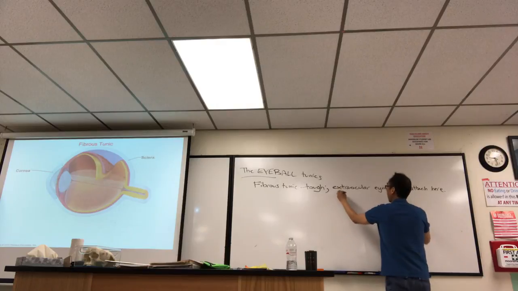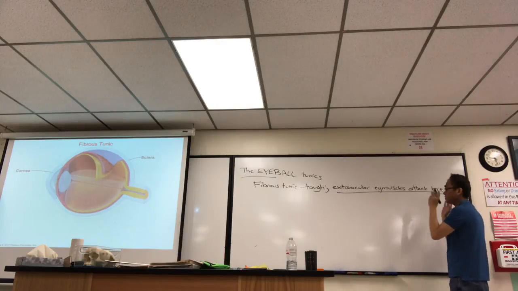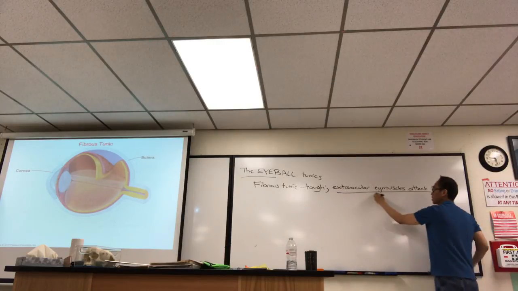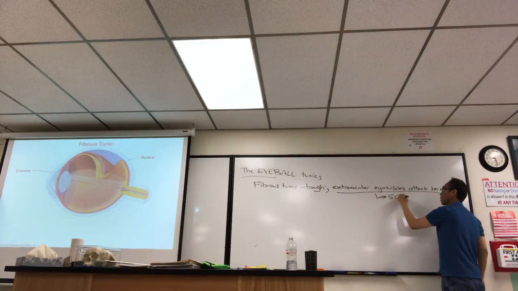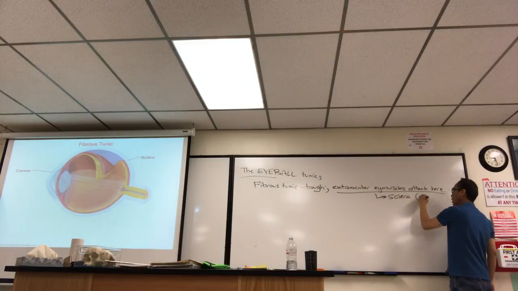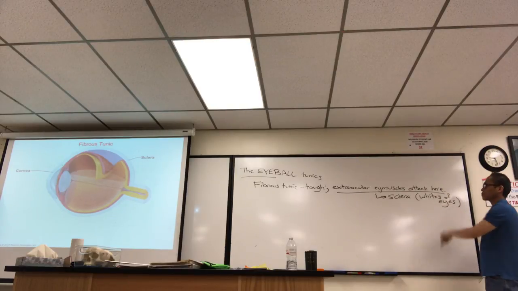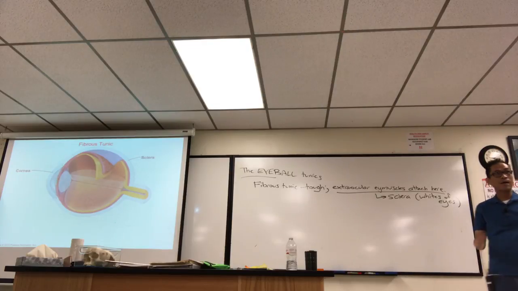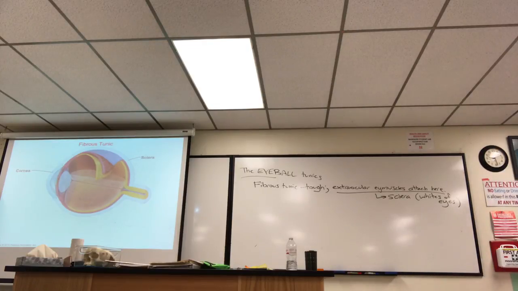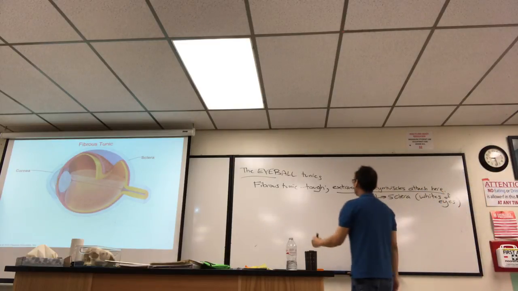The part of the fibrous tunic where the extraocular eyeball muscles attach is the sclera, the so-called whites of your eyes. That's the tough part. The anterior part, which is a window, is your crystal clear cornea, part of the fibrous tunic.